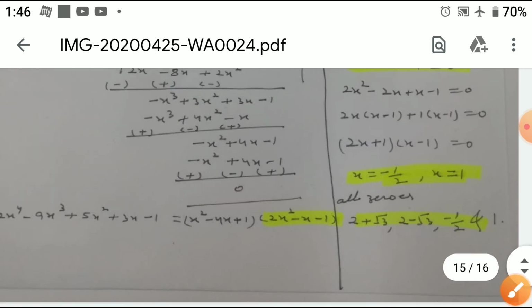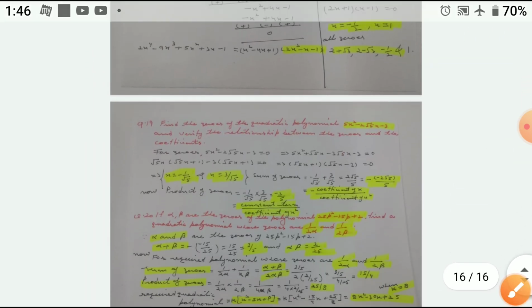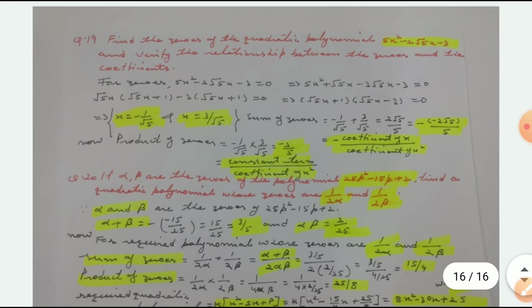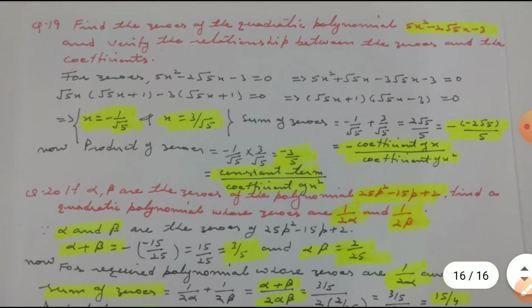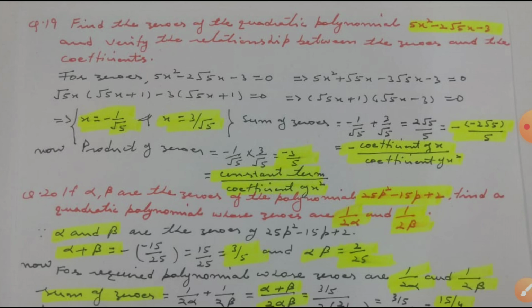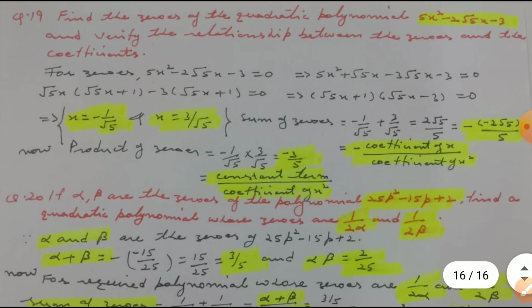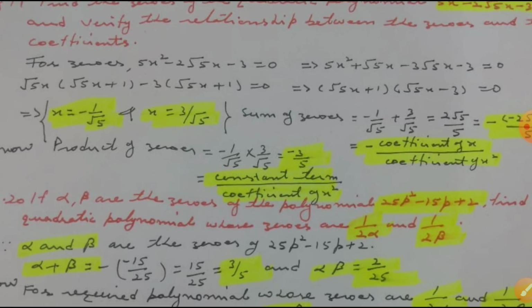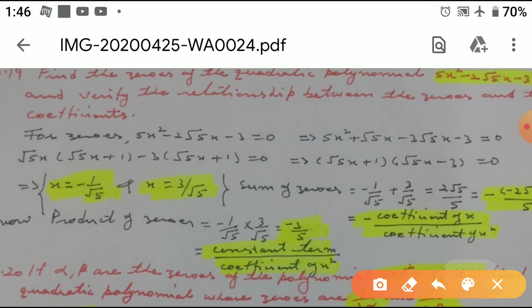Okay, now come to question number 19. Find the zeros of the quadratic polynomial 5x square minus 2 under root 5 x minus 3 and verify the relationship between the zeros and the coefficients. Question is simple, important, but for zeros, look at this, splitting the middle term, so zeros are these. So one of the zeros is x equal to minus 1 by under root 5, another zero is x equal to 3 by under root 5.